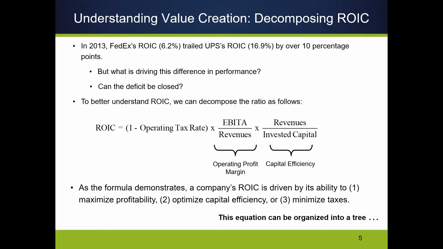So the next thing we want to do is try to decompose return on invested capital even farther. Can we find any operating measures, operating inputs into return on invested capital, that would cause UPS to be outperforming FedEx? And so what we do is decompose the ratio like this.